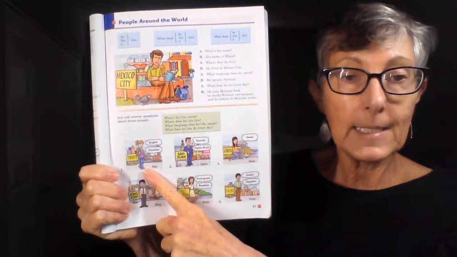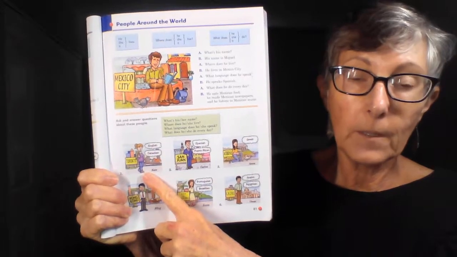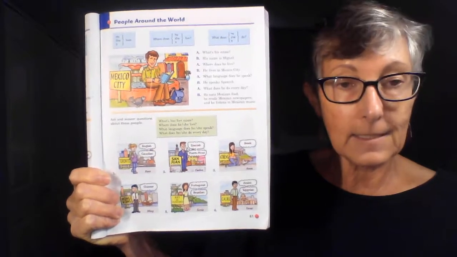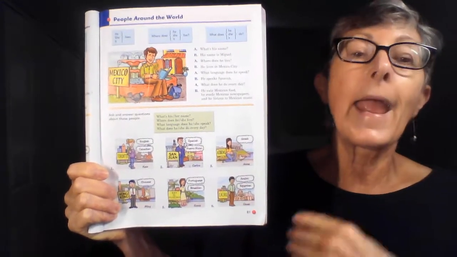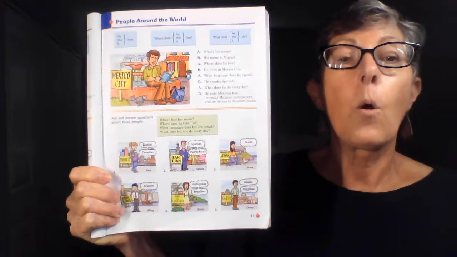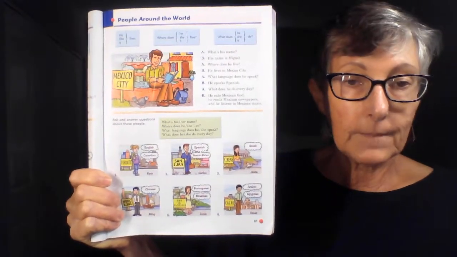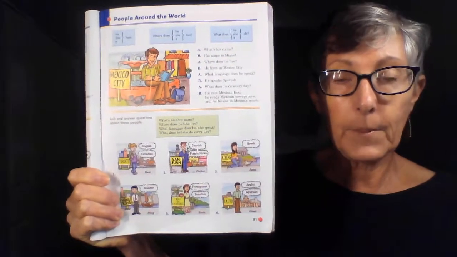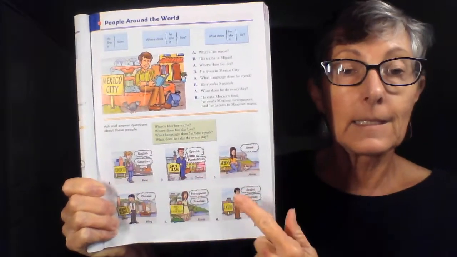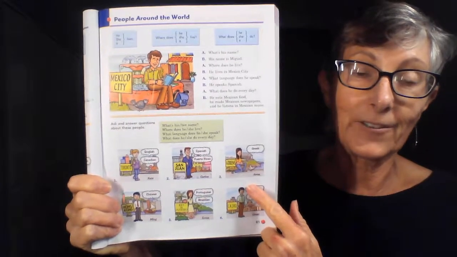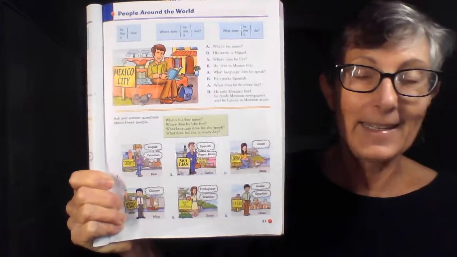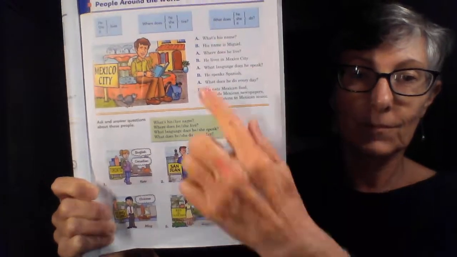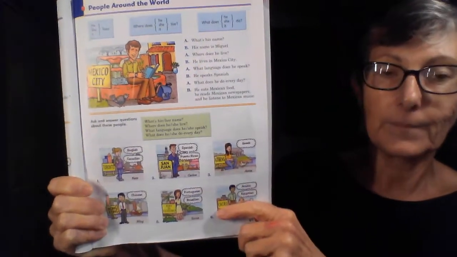In simple present tense, the verb for he and she needs to have an S, when we are talking about everyday things or habits. Okay, so let's listen to the example and then we will practice these 6 conversations down here. Okay, here we go. Page 81. People around the world. Listen to the model.